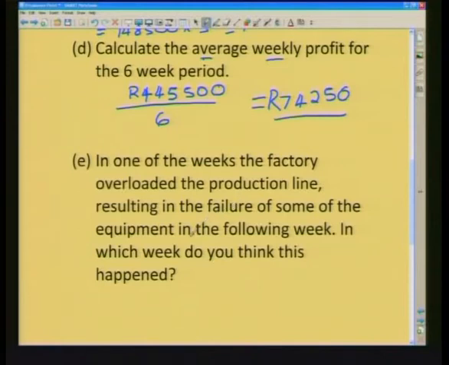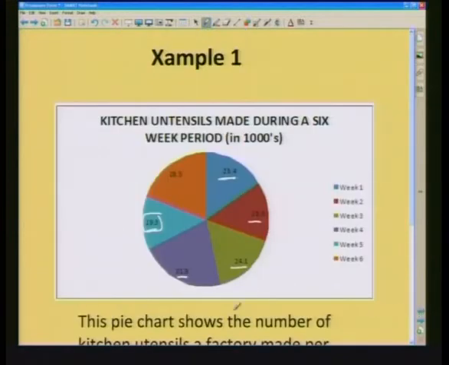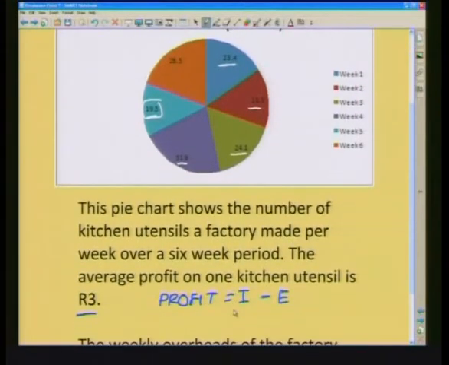Part E says, in one of the weeks, the factory overloaded the production line, resulting in the failure of some of the equipment in the following week. In which week do you think this happened? So in order to do that, we've obviously got to look at our pie charts again. So when would it be that the factory was overloaded? And if we look, the number that really stands out here is 31.9, which is about 31,900 utensils. That's much larger than what they were making previously. So it's obviously in that week that they overloaded the machine.